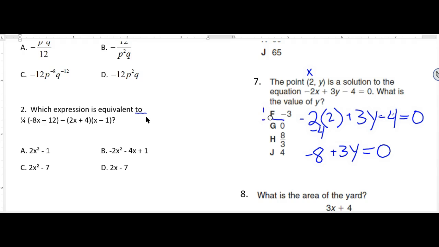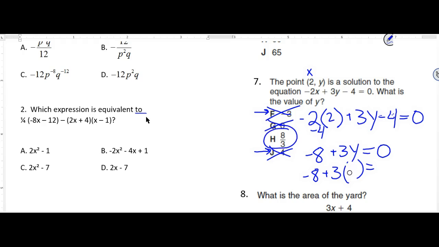Well, what can I plug in for y that gives me 0? I don't want to circle it because that might look like it's right. If I try F, negative 3, I have negative 8 plus 3 times negative 3. That does not equal 0. That's negative 8 plus negative 9. It can't be that. If I plug in a 0 here, negative 8 plus 0 is not 0. So it can't be G. If I plug in 8/3, I'm going to avoid that for now. I'm going to go down to J and try that. If I plug in 4, negative 8 plus 12 is not 0. It's going to have to end up being H.